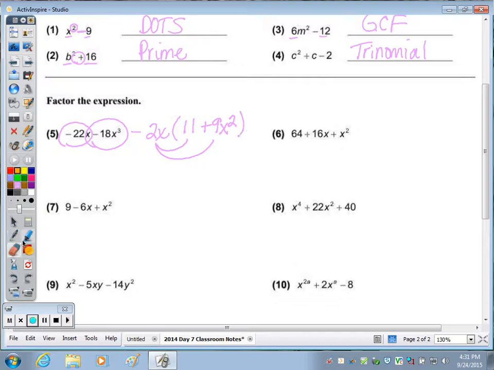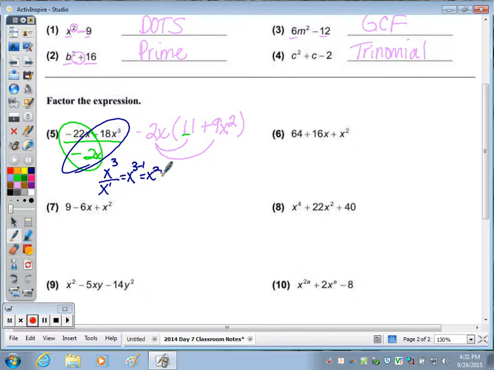So either way, if I were to divide this by negative 2, 22 divided by 2 is 11, and negative over negative is positive. Divided by the 2x, rather, the x's cancel, and then 18 over 2 is 9. X cubed divided by x, remember, when you're dividing terms, there is an exponent there, we subtract the exponents, x to the 3 minus 1 is x squared. So you can do it either way.